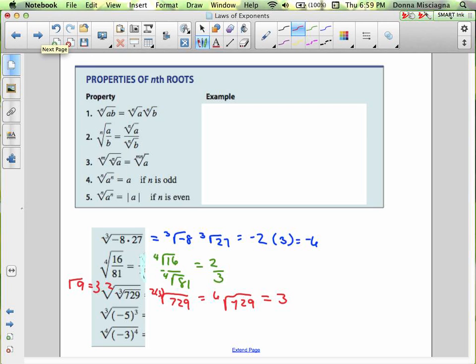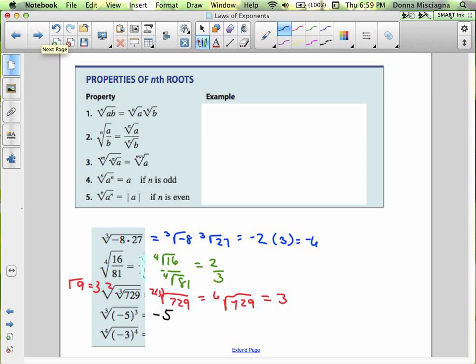All right, so notice if we have an exponent and the index on the radical is exactly the same, those two are going to cancel out. It's going to be whatever's under the radical if the index and the exponent are both odd. So 3 is an odd number. If I take the odd root of a negative, I am going to have a negative. So the cube root of negative 5 cubed is just negative 5, because the exponent and the index are going to cancel themselves out.